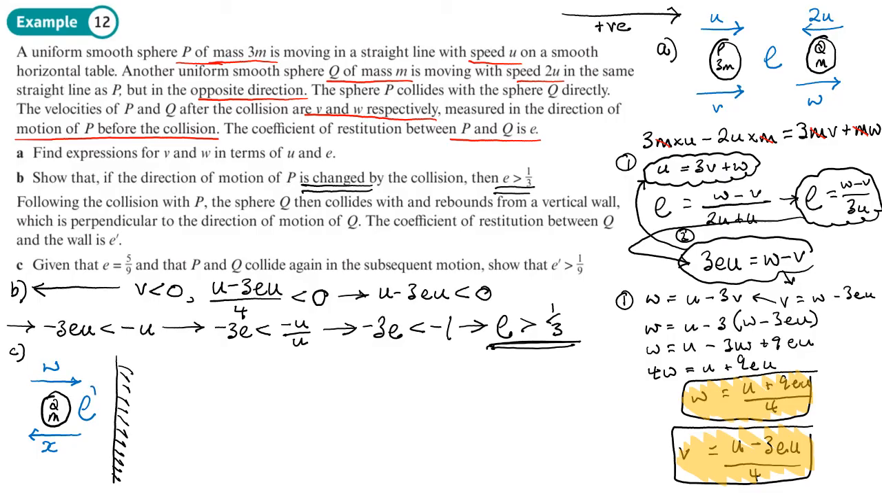So starting with the coefficient of restitution, which is e dash, that's going to be the speed of rebound over the speed of approach, so that's going to be x over w. Now we know that w equals u plus 9eu over 4, but now we know that e is 5 over 9, so we can now put u plus 9 times 5 over 9 u over 4.